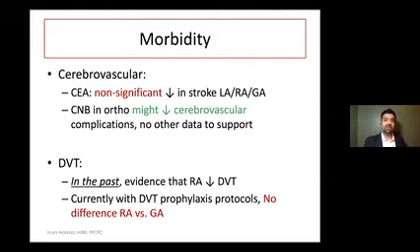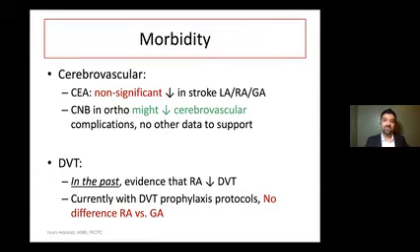Cerebrovascular, so they looked at carotid endarterectomy. The problem with the studies that were done is that they are heterogeneous, comparing local anesthetic, different types of regional anesthetic, whether doing a cervical plexus block or anything else. However, they didn't show that there is a significant difference compared to general anesthesia. With regards to neuraxial anesthesia and orthopedic surgery, there is a trend that it might reduce cerebrovascular complications. So that's good. What about DVT?